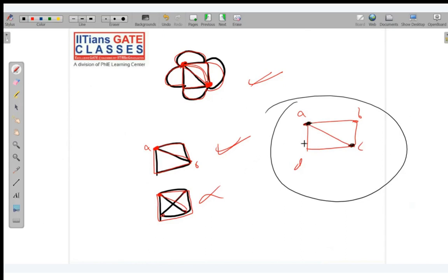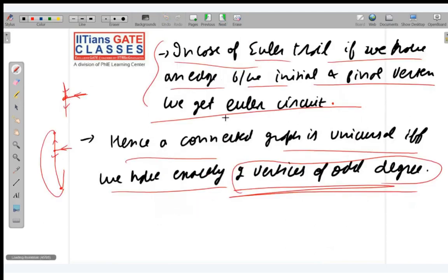That's why I have told that these are the odd degree vertices. So now even if you have one more edge, all will be of even degree, and the moment we have all vertices of even degree, then the graph will be Euler. Are you getting it now? Any doubt here? Okay, so now read this point, you will get more clarity. In case of Euler trail, if we have an edge between initial and final vertex, we get a Euler circuit.